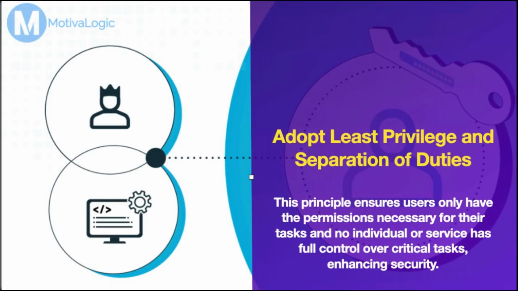Adopt least privilege and separation of duties. The least privilege principle ensures users only have the permissions necessary for their tasks, reducing the risk of malicious or accidental breaches. Additionally, separation of duties ensures no individual or service has full control over critical tasks, enhancing security.